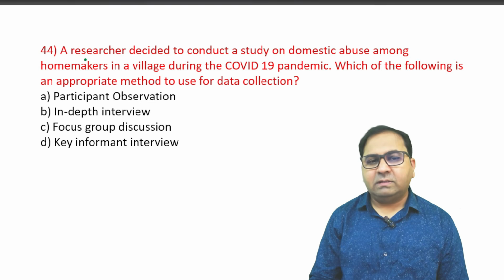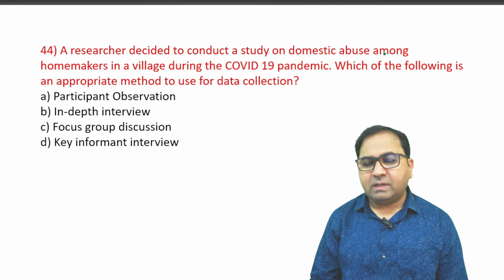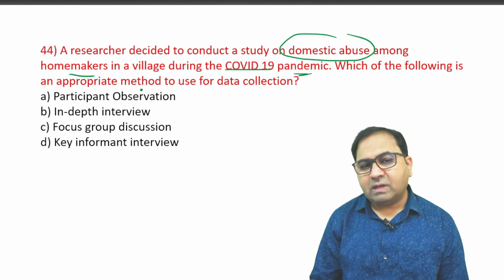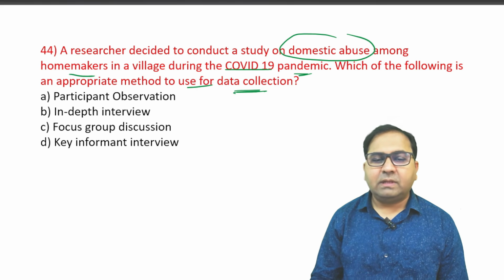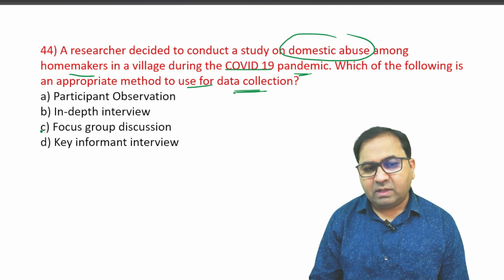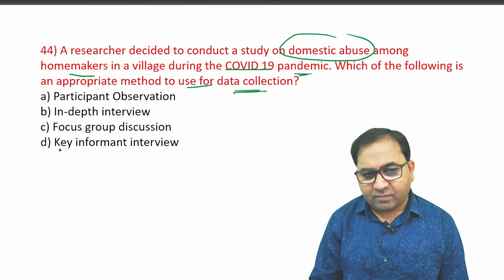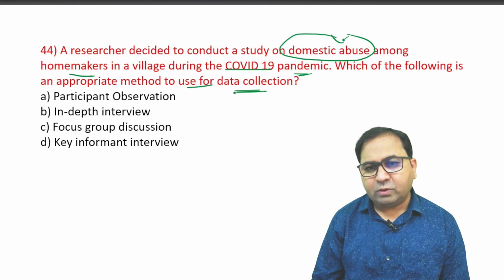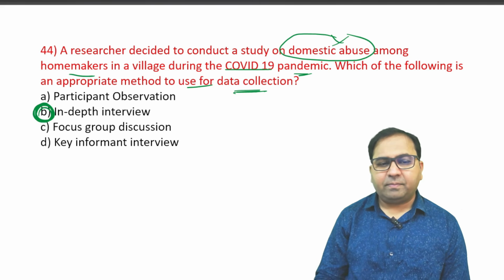Next question. A researcher decided to conduct a study on domestic abuse among the homemakers in a village during the COVID-19 pandemic. Which of the following is an appropriate method for data collection? Options are A. Participant observation, B. In-depth interviews, C. Focus group discussions, or D. Key informant interview. Because it is a question of domestic abuse, it should be one-to-one, so therefore it is an in-depth interview. Please remember the answer for this question.